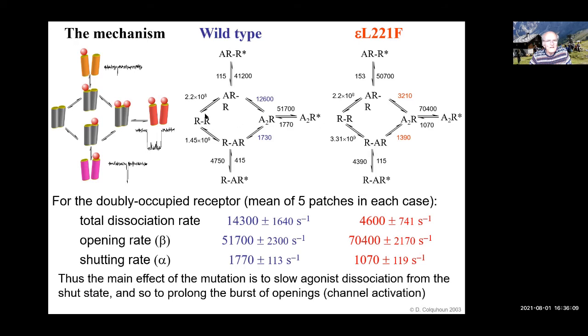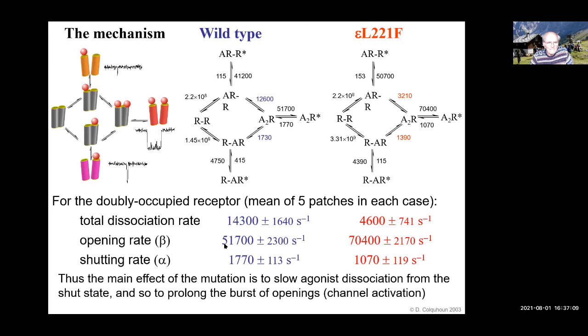So this is the unoccupied state, and we have a different rate constant for binding to one site than for binding to the other site. This allows for the dissociation of the doubly occupied receptor to also be different for the two subunits. Only the doubly occupied receptor opens best, with a rate constant of 51,000, but the two different sorts of singly occupied receptor can also open. Those are the numbers for the wild type. These are the numbers for the mutant receptor.